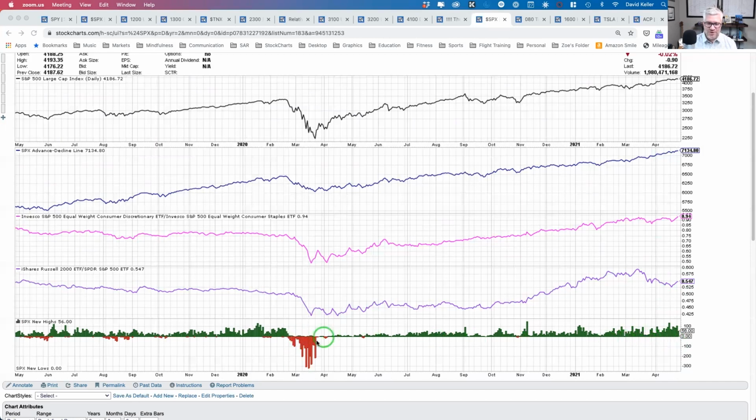If you look back here to the March 2020 sell-off, you'll see what happens when the market sells off, when you have a number of stocks making new 52-week lows. We've had very few in recent history, essentially 0 in the last couple months, to be honest with you, going back to late October of last year.